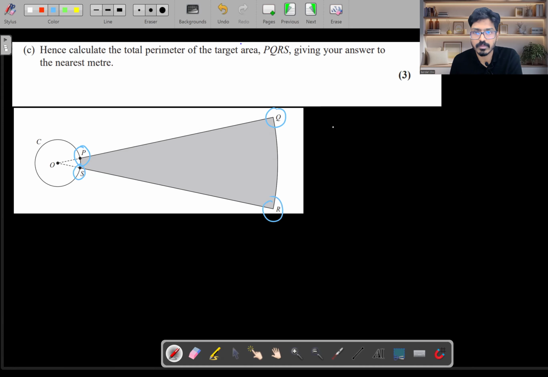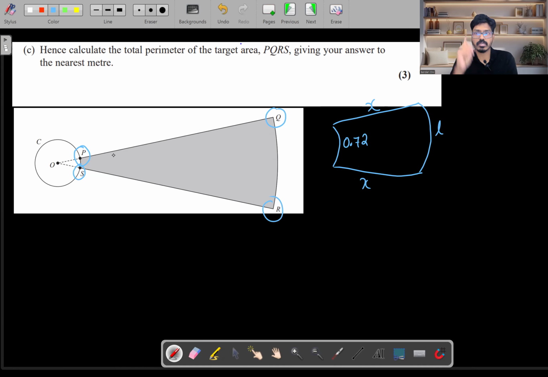Okay, so if I write it down, this is the perimeter I need to calculate, right? Already I know this would be our x value, and this would be our x, and this would be our L, and this is already given, this is 0.72 from the question. From the first part, if you look at it, this is given as 0.72 from the given diagram. So this is our P, Q, R, S boundaries, right?